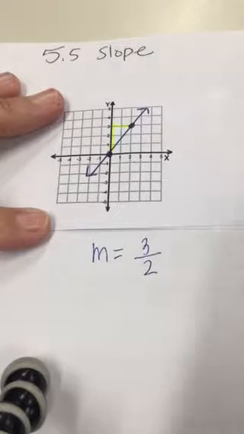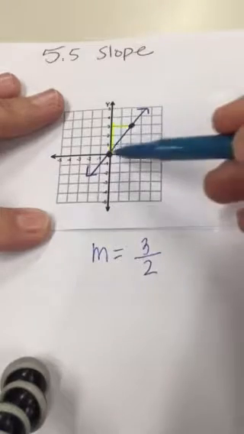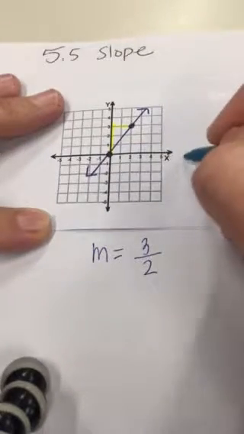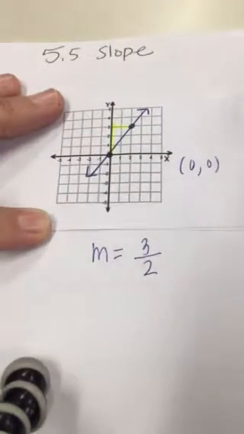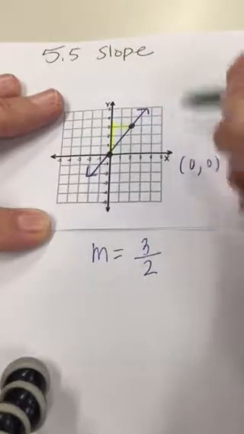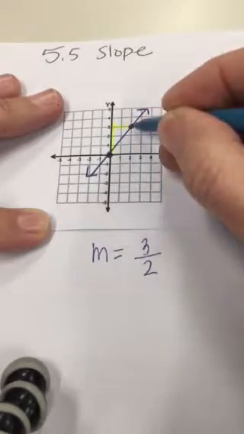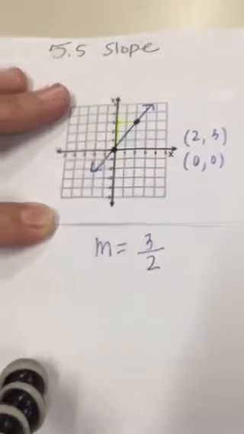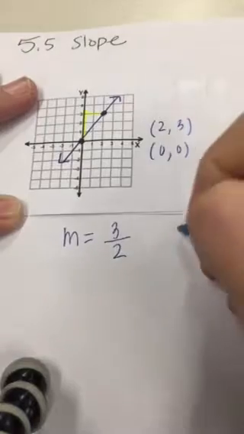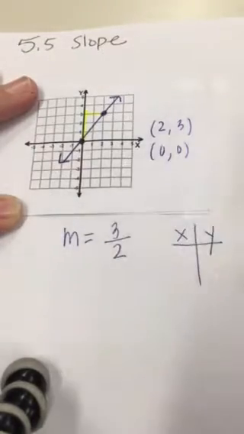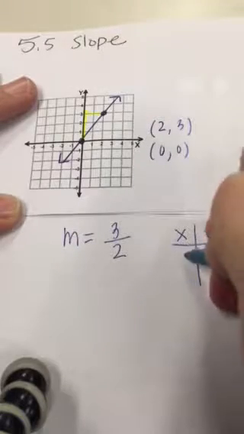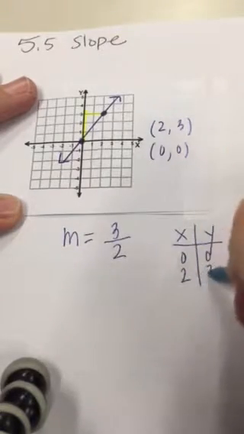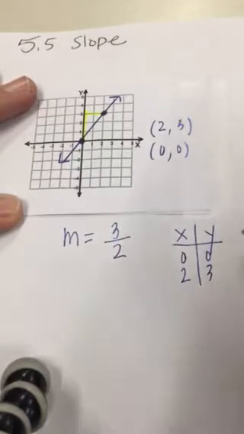I'm also going to figure this out by finding my change in y's over my changes in x's. So I can see that this point here is the ordered pair 0, 0. And this point here is the ordered pair over 2, up 3. So I could set up a little table to find my change in y's over my changes in x, which is rise over run. So here it is. I'm going to put 0, 0, and I'm going to put 2, 3. I just put my ordered pairs in a table.